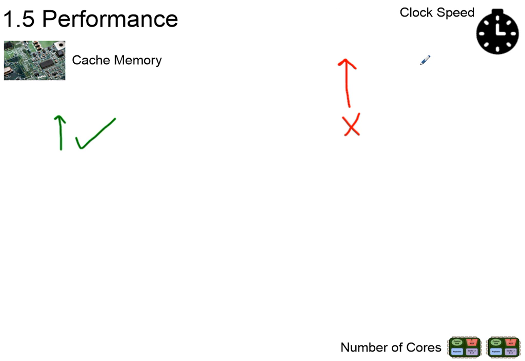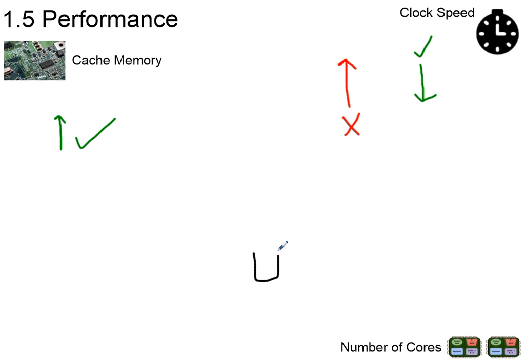For the clock speed, you can also underclock. That means you lower the speed of a computer. So if you have a default of 3.5, you can lower it to 3.3. Obviously your performance is going to decrease, but in the long term, the lifespan of the computer is going to be preserved. And finally, we have the number of cores.